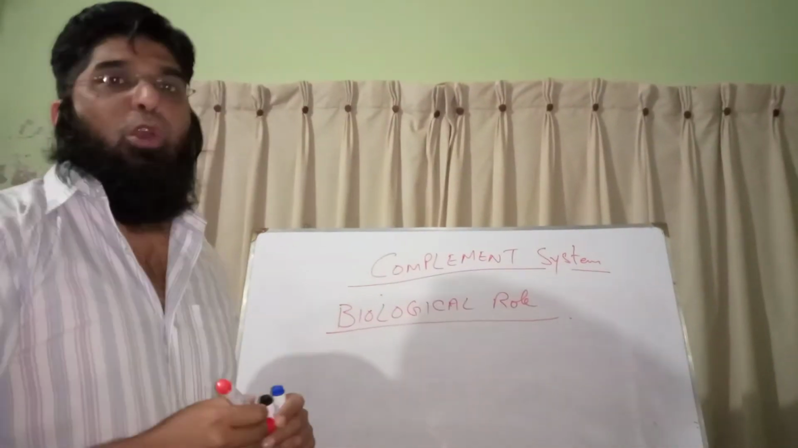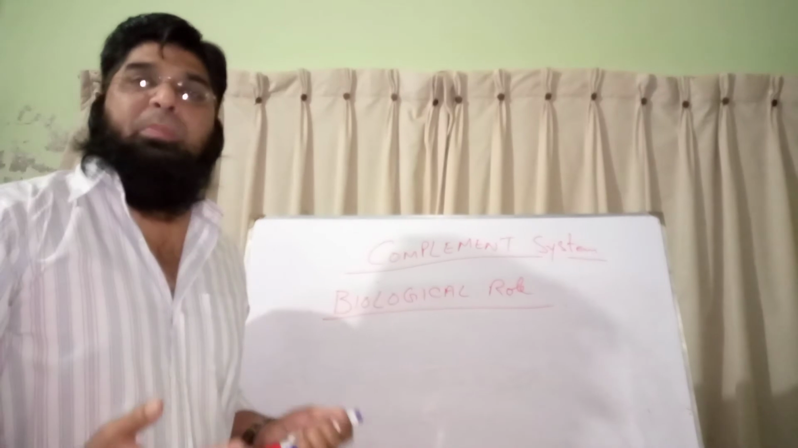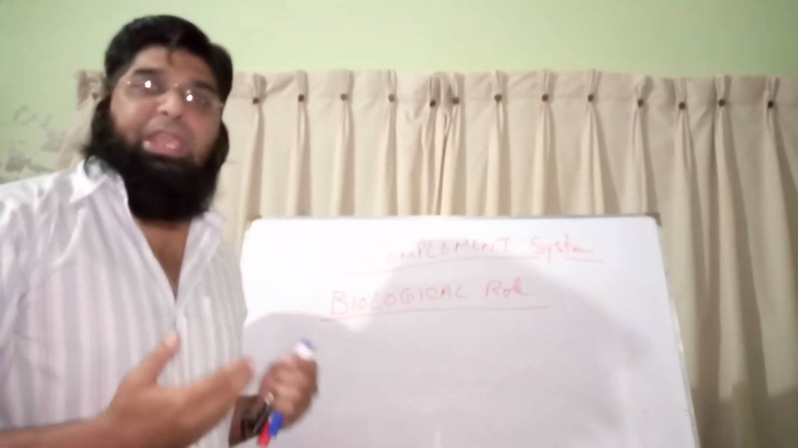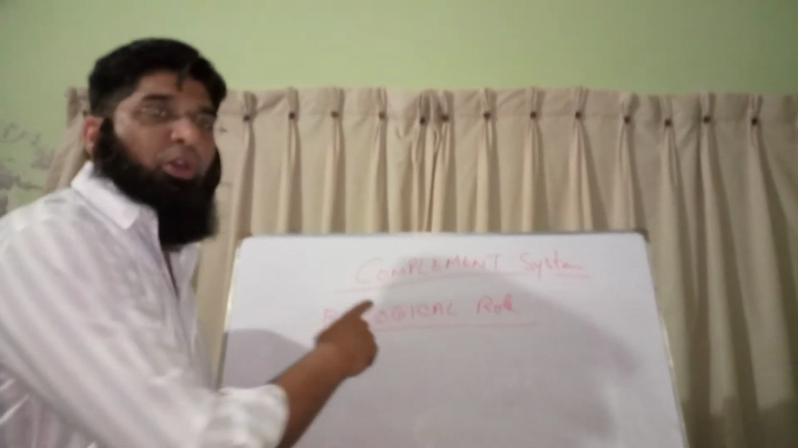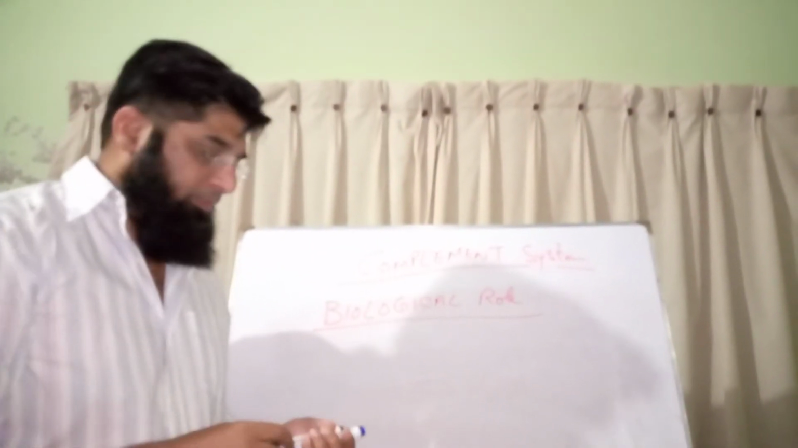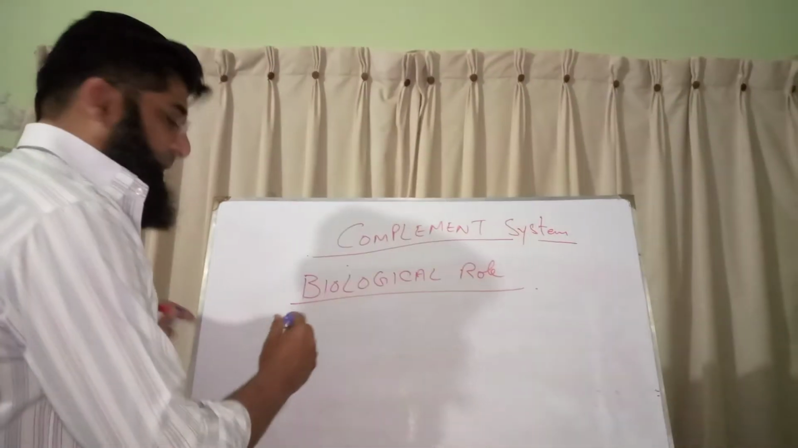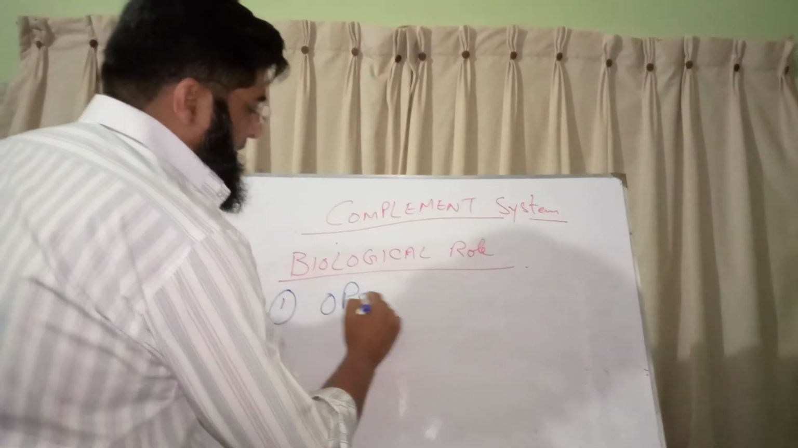Biological role of complement system. What does the complement system perform in our body? You can say functions of the complement proteins in our body. Number one, students, opsonization.